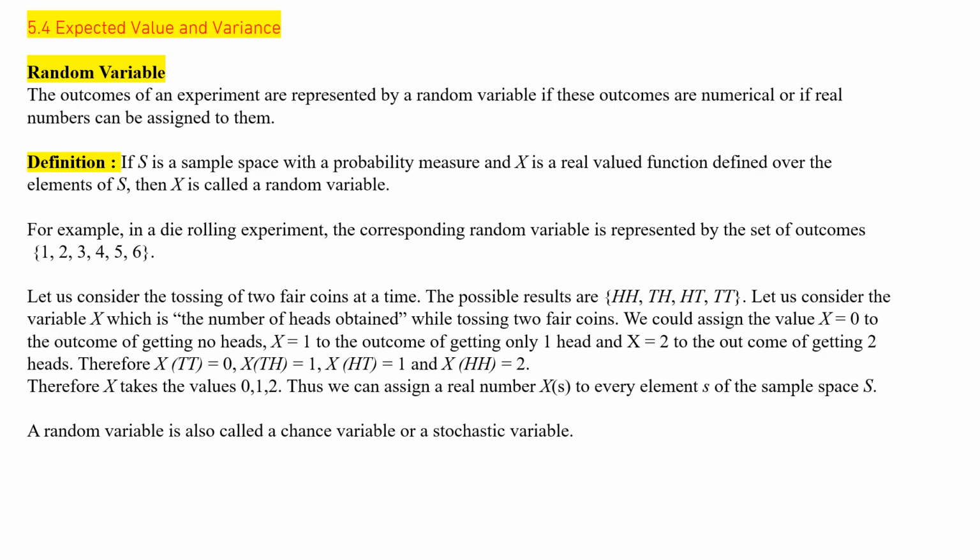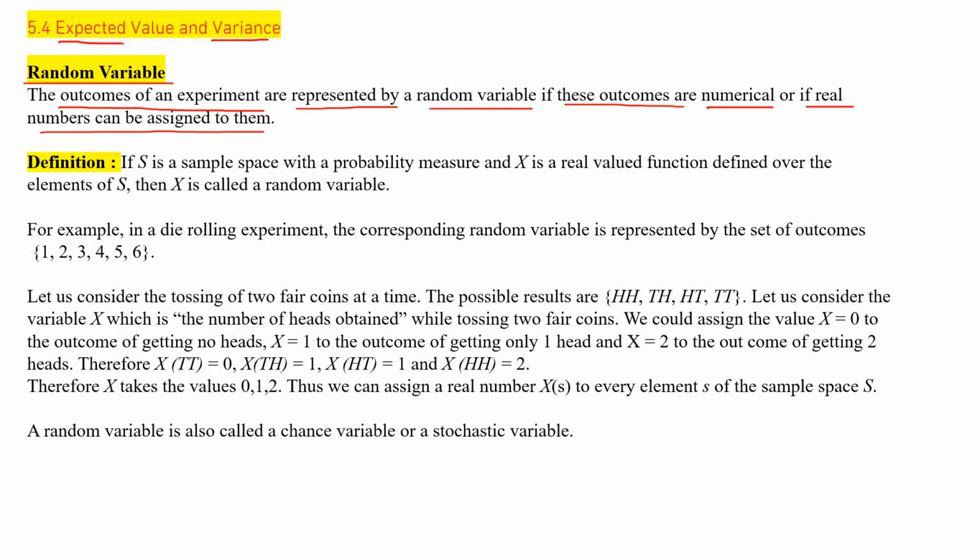In this video, we are going to discuss the expected value and variance. Before that, we need to know what a random variable is. The outcomes of an experiment are represented by a random variable if these outcomes are numerical, or if real numbers can be assigned to them.